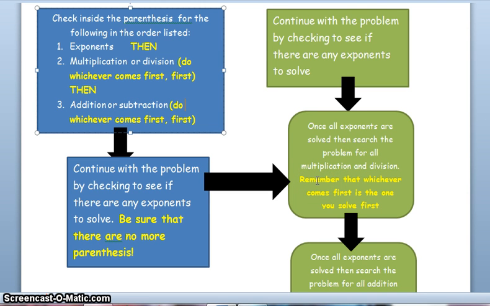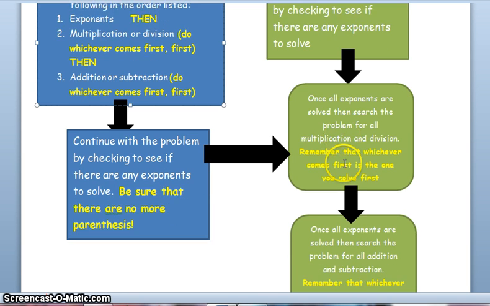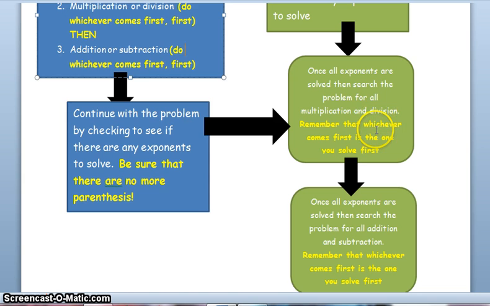So at this point, we're saying there are no more parentheses, I've taken care of all the exponents, and now I'm going to take care of the multiplication and division in order from left to right. After I've taken care of the multiplication and division, then I'll take care of the addition and subtraction, and I'll use the same strategy, left to right. So whichever comes first between addition and subtraction is the one you do first. We're assuming that we have taken care of all parentheses.